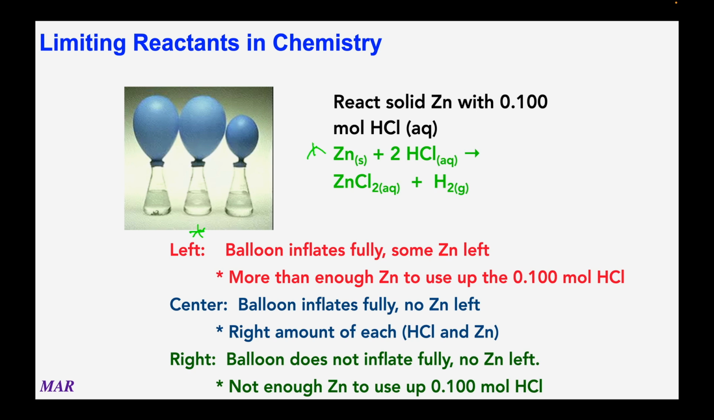But a lot of times, you will have something like the left or the right, where one of the reactants is gone and the other reactant is in excess. You can visually see on the left-hand side there that there's zinc left over, so that means zinc is excess. HCl was the limiting reactant. On the other hand, on the right, there's no zinc left. Your balloon wasn't totally filled up, so the zinc is the limiting reactant, and the HCl is in excess. We haven't used it all up.